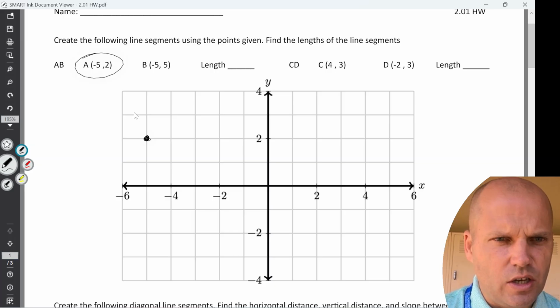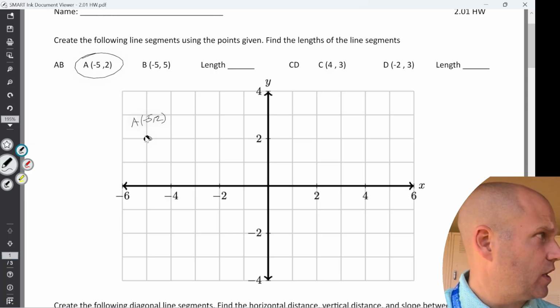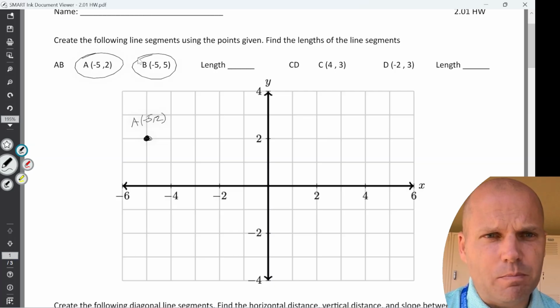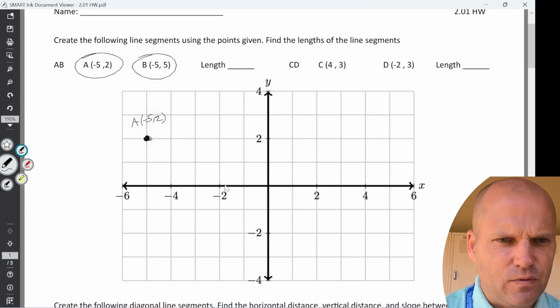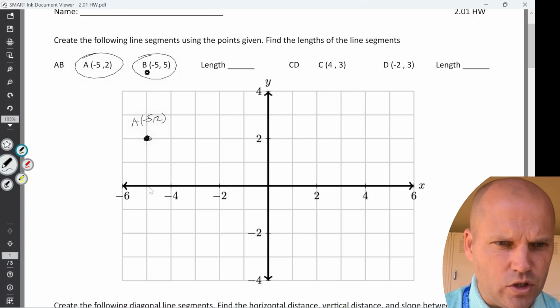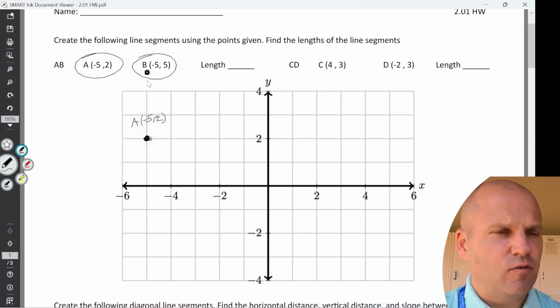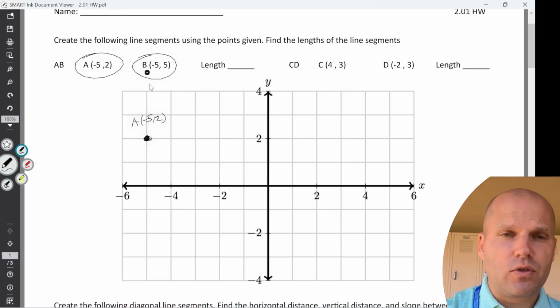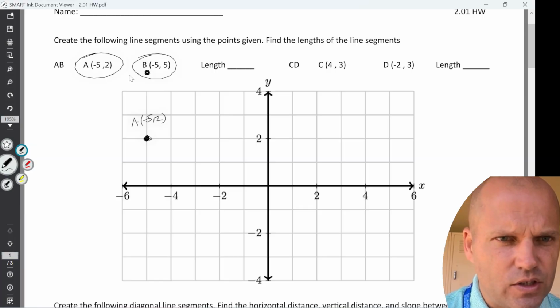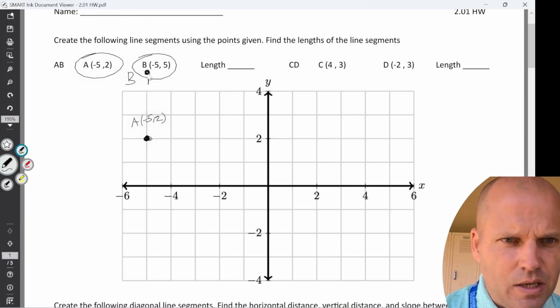So the location of point A, negative 5, 2, has this very specific location. The point B is located at negative 5, 5. Okay, so negative 5, 5 will be left 5 from the origin and up 5 from the origin. Looking at both of those at the same time, we have this segment AB.